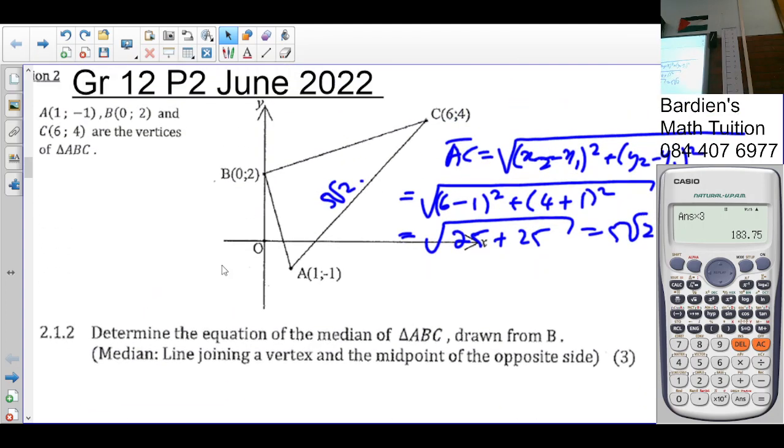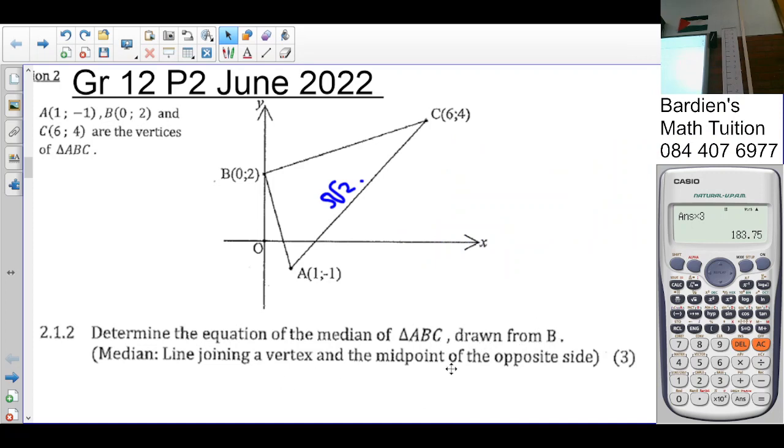In 2.1.2, the question says, determine the equation of the median drawn from B. So the median is a line joining the vertex and the midpoint of the opposite side. So it's from B, so it's the midpoint there. Okay. So this line here is called the median. Okay, this is your median. So the question says, determine the equation of this line.